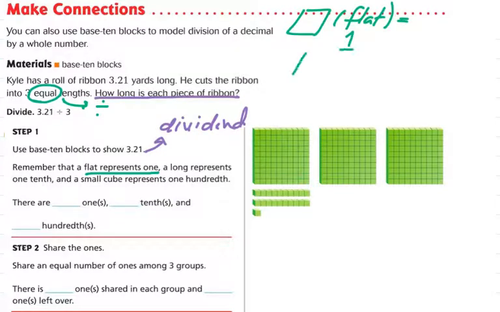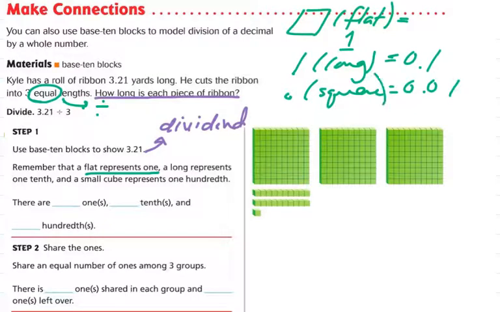A long is that one long stick, and that's equal to a tenth. And a circle, boys and girls, or in the case of our base 10 pieces, is a square. I'm going to put down a square is equal to a 100th. So those are just something good to keep in the back of your mind, because as you see, the repetition of base 10 pieces is very important.